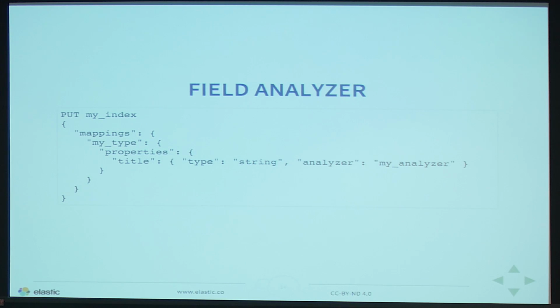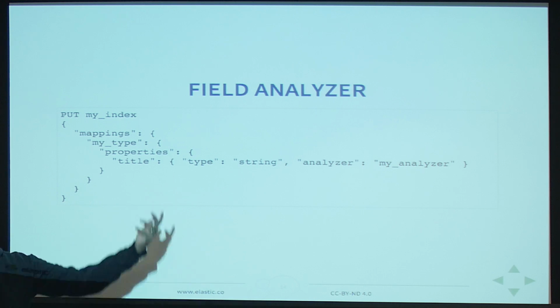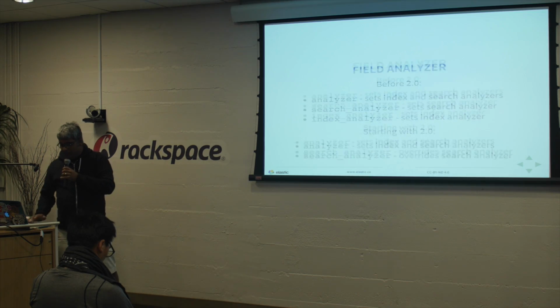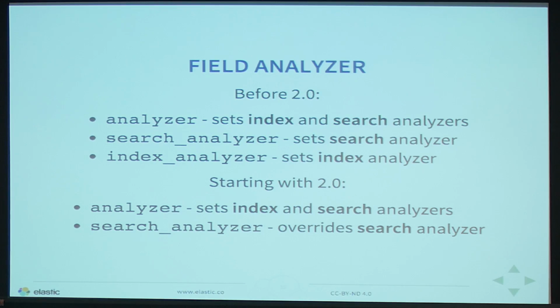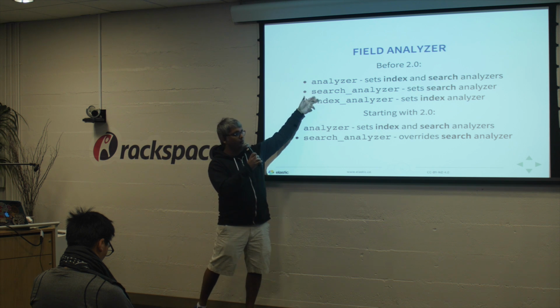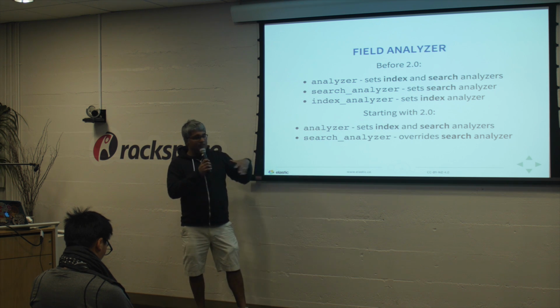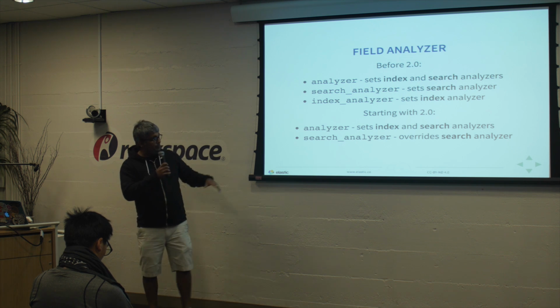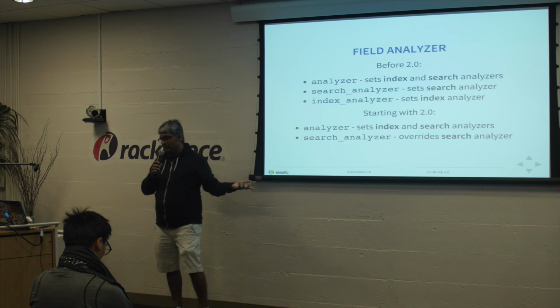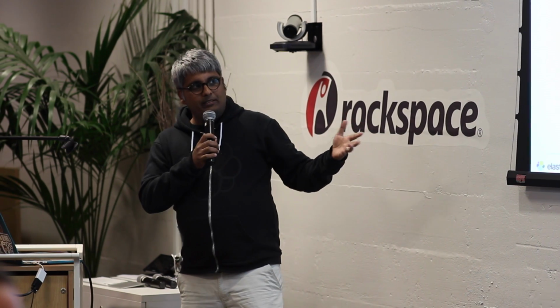Field analyzers. So when you specify a mapping, you can specify how you want a field to be analyzed. And when you set an analyzer like that, you're telling Elasticsearch, okay, use that analyzer for indexing, but also for searching. So before 2.0, there were 3 settings that you could use to set 2 analyzers up. You could use the analyzer to set both the index and the search time analyzers, and then you could override each of those or both of those using these specific settings. That's one setting too many. You don't really need all those. You can just do it with a simpler way, which is set the analyzer and then optionally override the search analyzer, starting with 2.0.